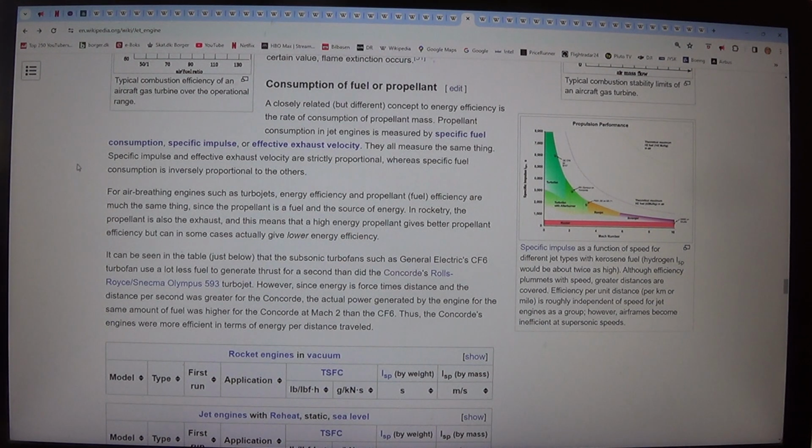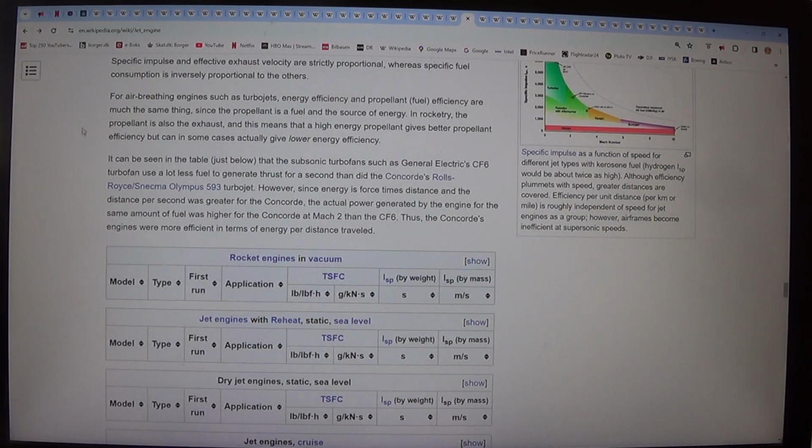For air-breathing engines such as turbojets, energy efficiency and propellant (fuel) efficiency are much the same thing, since the propellant is a fuel and the source of energy. In rocketry, the propellant is also the exhaust, and this means that a high-energy propellant gives better propellant efficiency but can in some cases actually give lower energy efficiency.